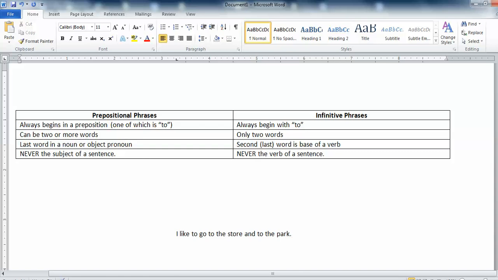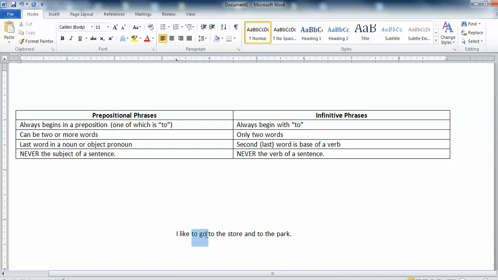Okay, so I'm going to pause for just a second while you do all of that. Pause the webinar, write this down, do your circling and your bracketing, and then start it back up. Okay, so let's go back over this. Let's see what you decided were the infinitives and the prepositional phrases.